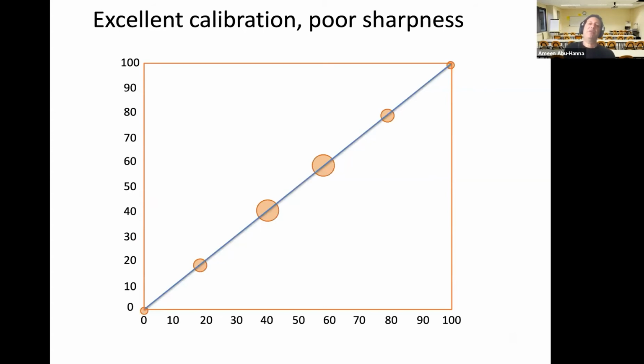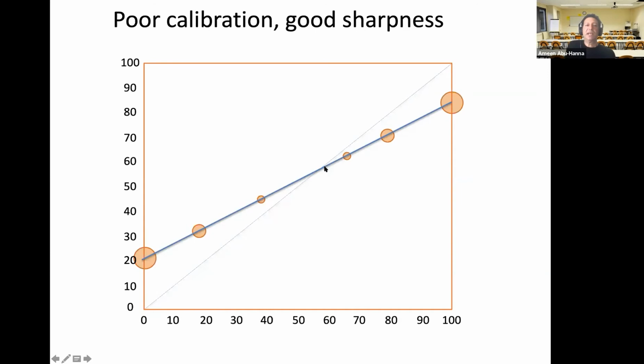I'll be happy if you, in the future, just look at these things and you have this concept directly applicable to you. So this is excellent calibration. There's no question about it. You see all the predictions are on the y equals x line. But now it's poor sharpness because look at the patients. Most of them I'm predicting around the middle, and very few are pushed toward 100% and 0.